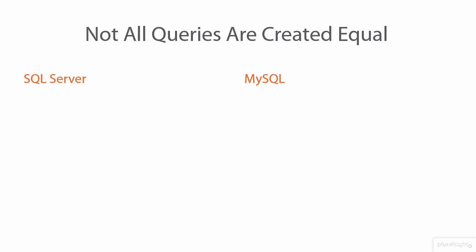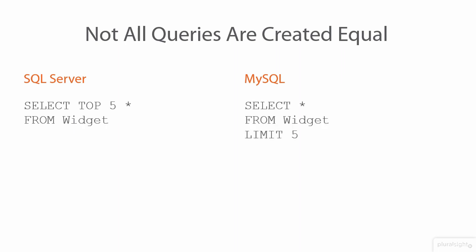In SQL Server, if we want to grab the top 5 records from the widget table, we would run this query. Pretty straightforward. We've seen that already in this course. However, in MySQL, it'd look like this. So only a very minor difference. Instead of a top 5, we've got a limit of 5, but obviously also in a different position in the query. Now this is really important because they won't interchange. We can't run a top 5 star against MySQL, and we can't run a limit 5 against SQL Server.